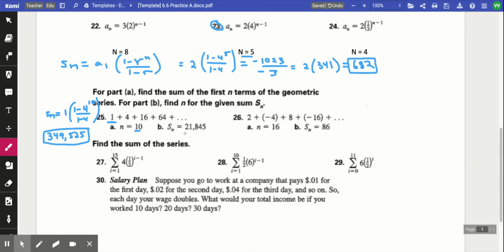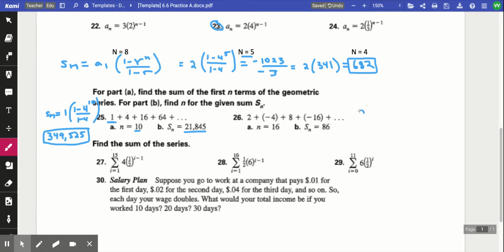Now, if you're looking at the B, this is for anyone that really wants a challenge. They're then going to tell you that the sum is 21,845. So now you're just going to have to work backward. You have to find, it says find n for the given sum. So in B, you don't know what the n is. We're going to work backwards.